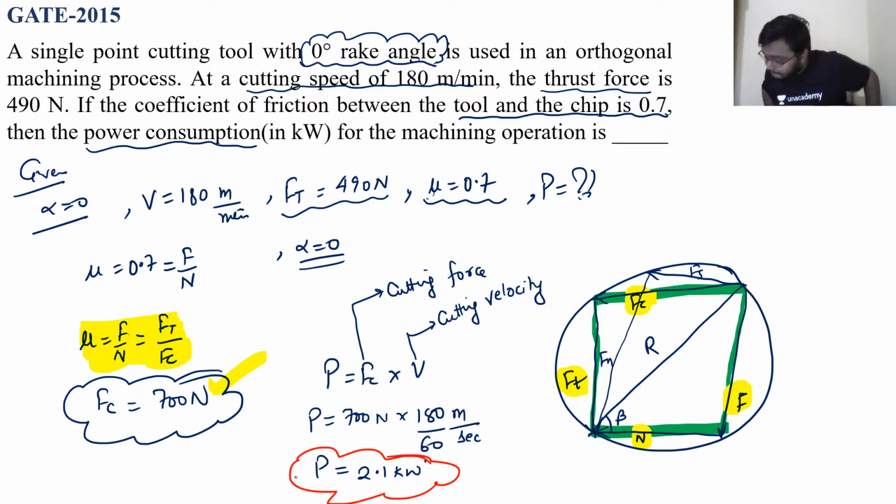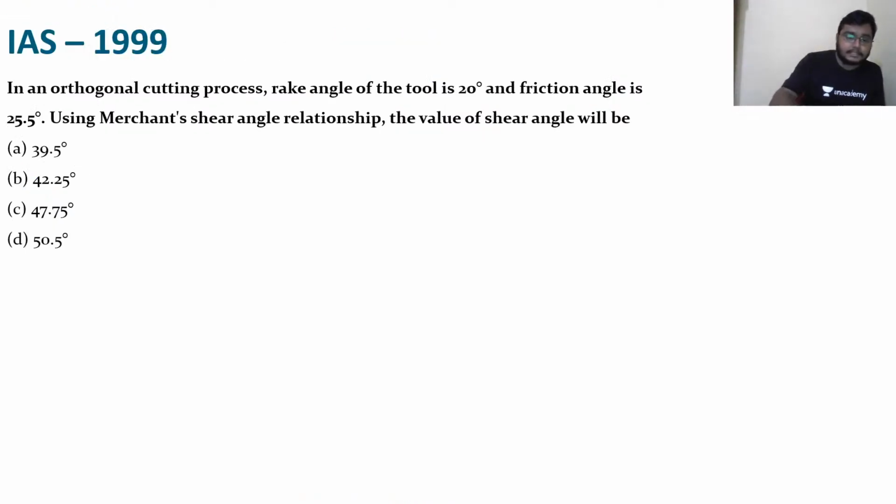Clear? If that is clear, please solve this question. IAS 1999. Now to solve this problem, I must say one more thing. There is the merchant formula.